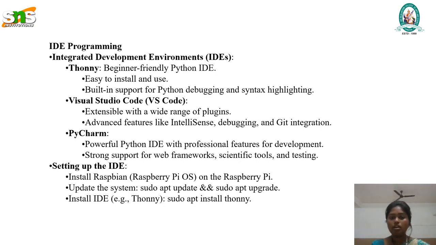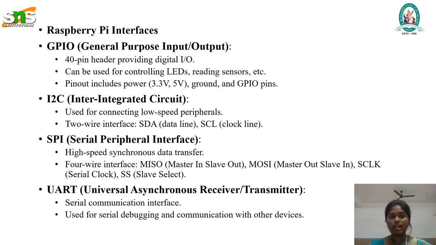Setting up the IDE: install Raspbian on the Raspberry Pi. Update the system with sudo apt update and upgrade. Install the IDE with sudo apt install. Raspberry Pi interfaces. It contains several types: GPIO, I2C, SPI, UART.